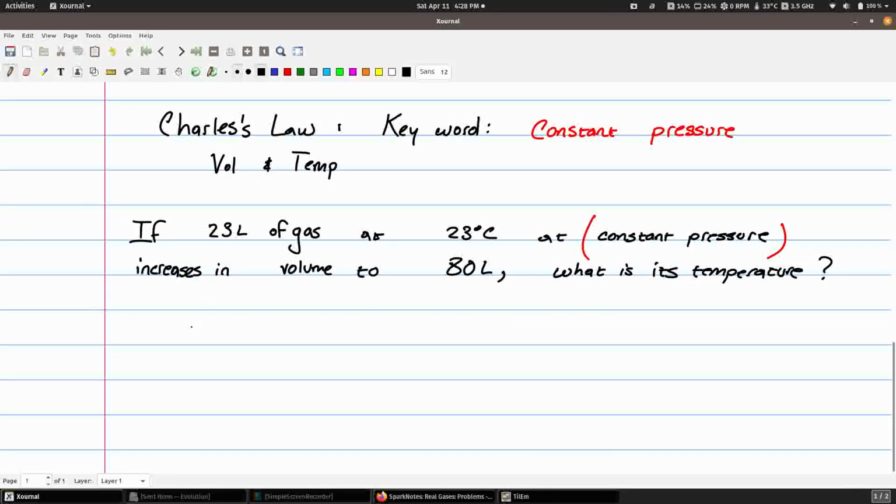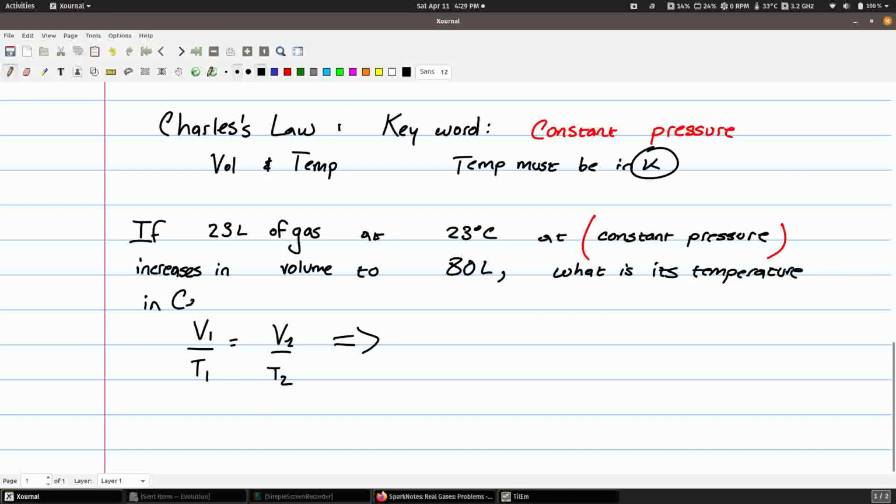Alright, so what is its temperature? This is solved by V1 over T1 equals V2 over T2. So in this instance, we're going to have our V1 and T1, and then temperature must be in kelvins. I didn't specify, but let's say we're going to find what is its temperature in Celsius.